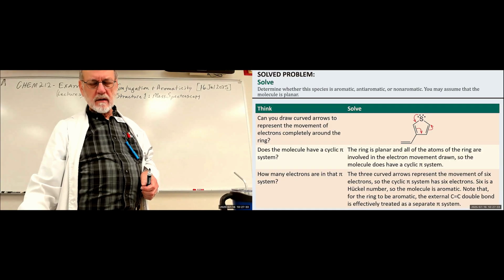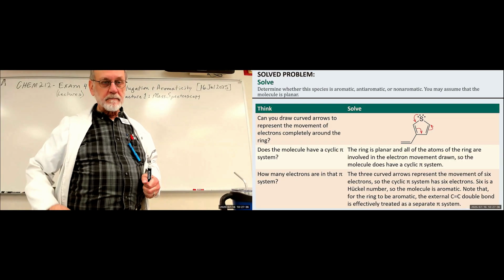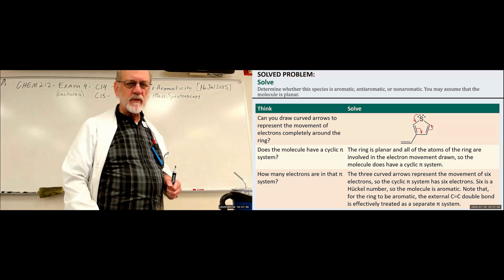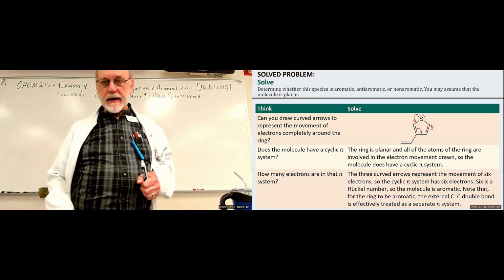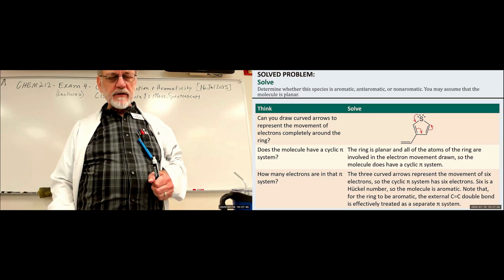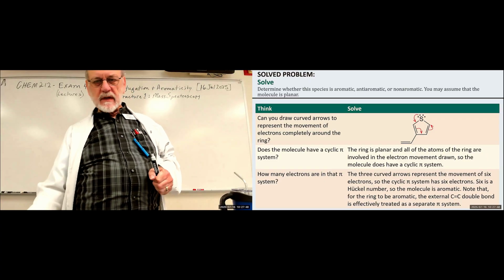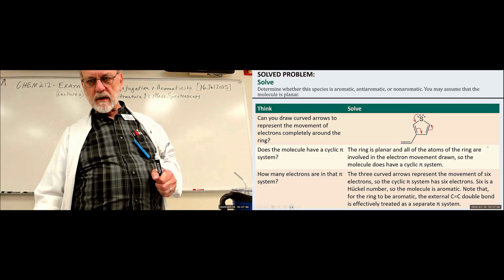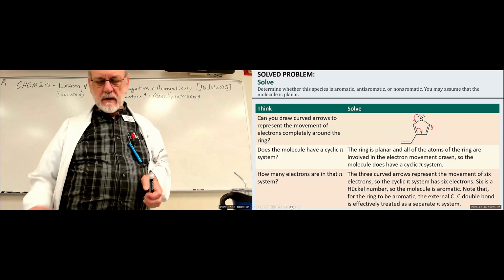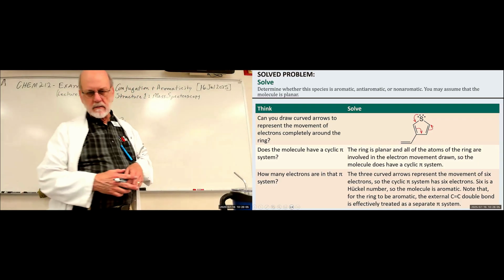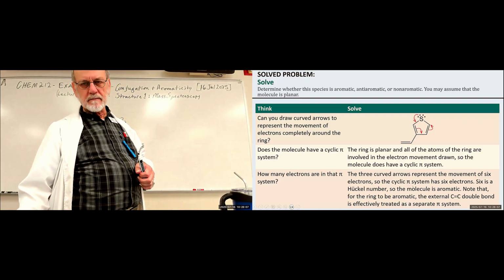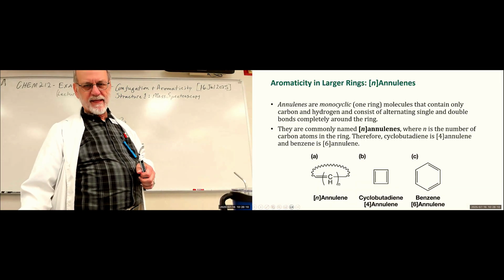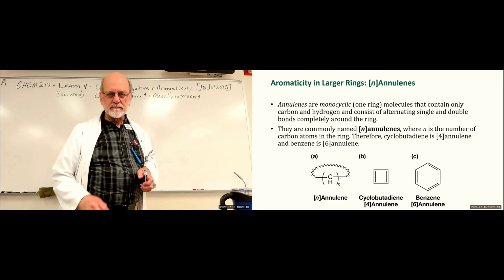Let's see. Okay, they're using curved arrows. Can you draw curved arrows to represent the movement of electrons completely around the ring? Yes, you can. Does the molecule have a cyclic pi system? Yes, it does. How many electrons in the pi system? 3 pair. Okay, so this should be aromatic. Yeah, the ring is aromatic.